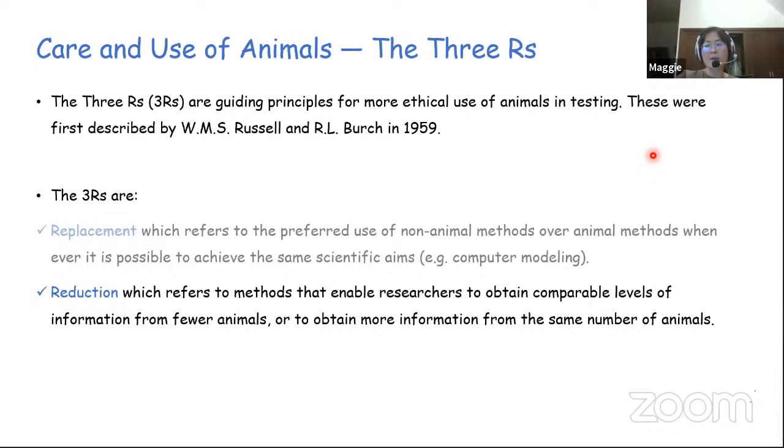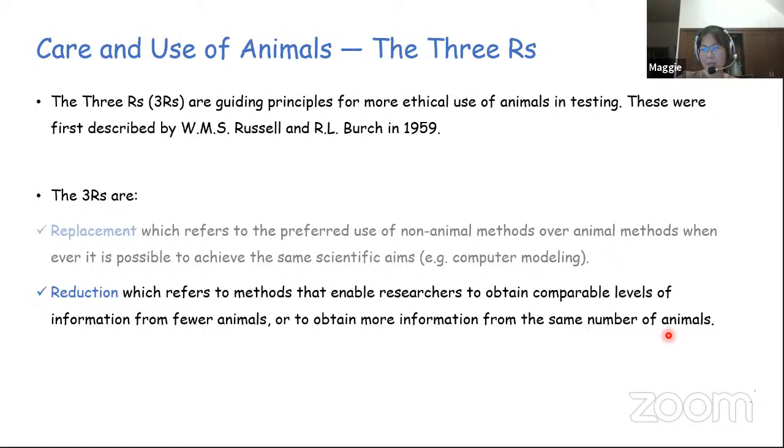Reduction refers to methods that enabled researchers to obtain comparable levels of information from fewer animals, or to obtain more information from the same number of animals. What does that mean? It means that if we can get the conclusion from, for example, 8 mice per group, then we don't need to use 20 mice per group. We can reduce the actual number of animals used in the lab performance. And also we can obtain more information from the same number of animals.